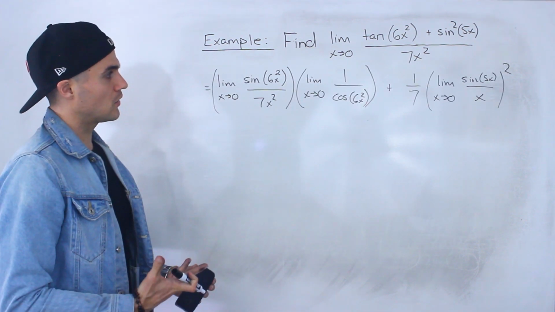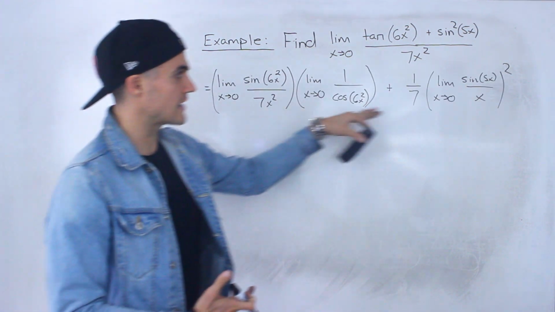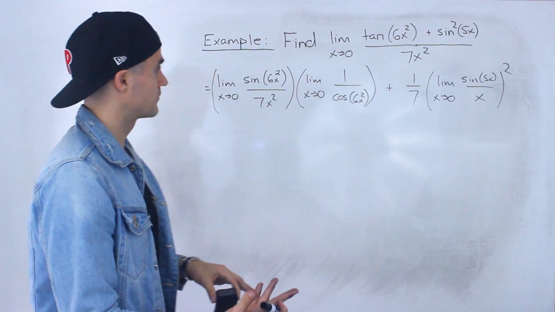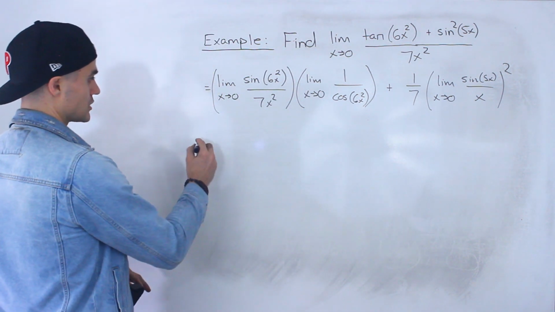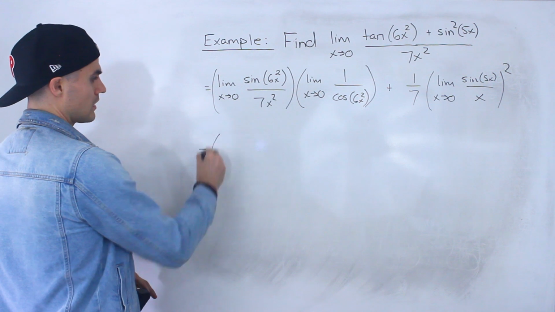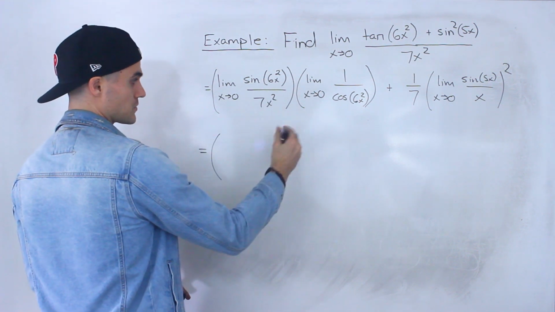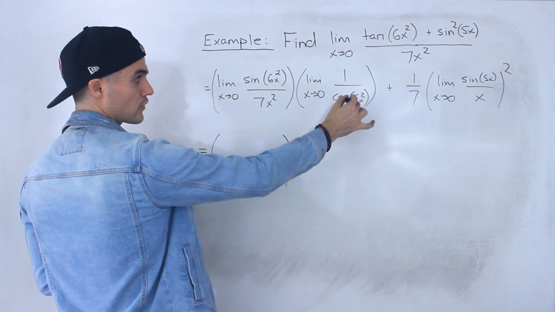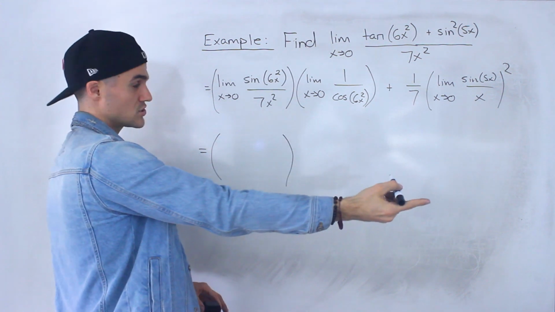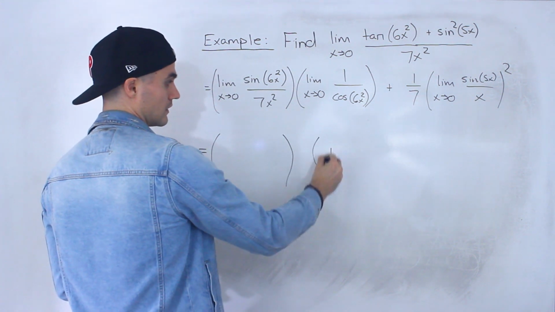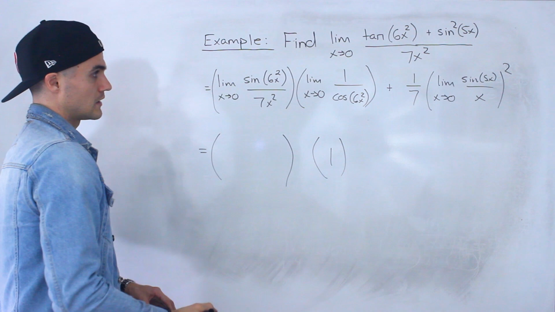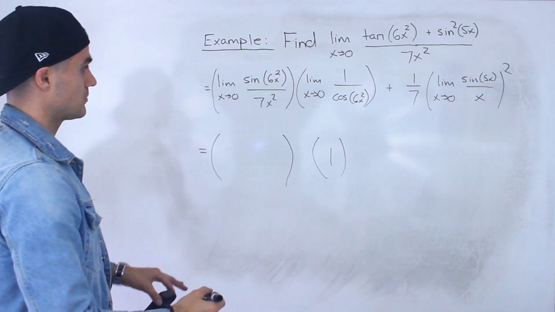From here, I'm just going to look at each of these brackets separately. The easiest one is this bracket here, because we can do a direct substitution. If we plug in 0 for x, cos of 0 is just 1, so 1 over 1 ends up being 1. But these two brackets are a little bit more complex.